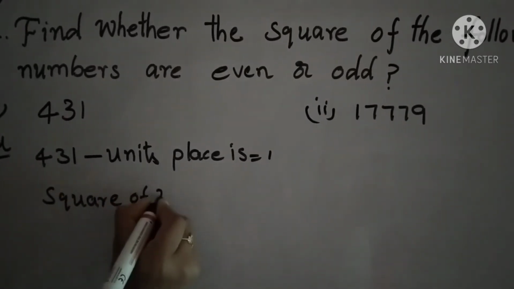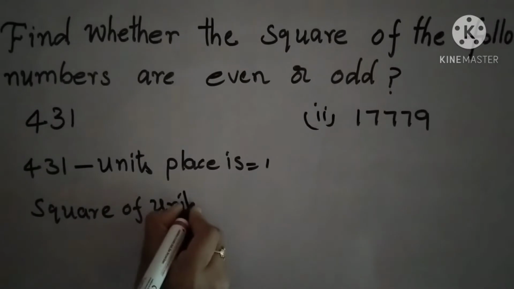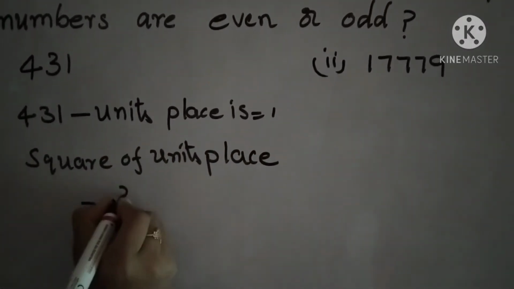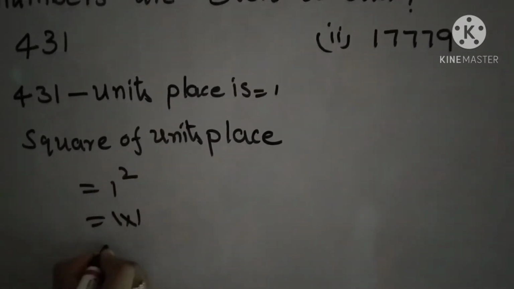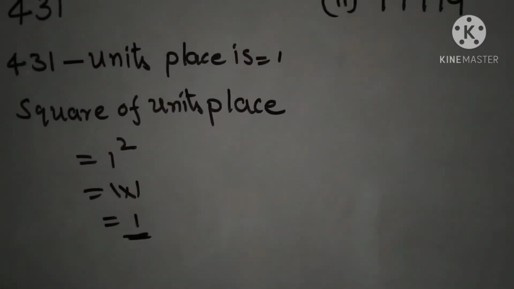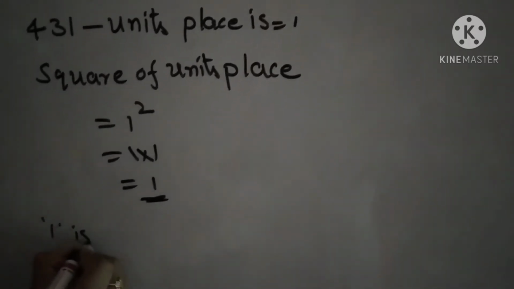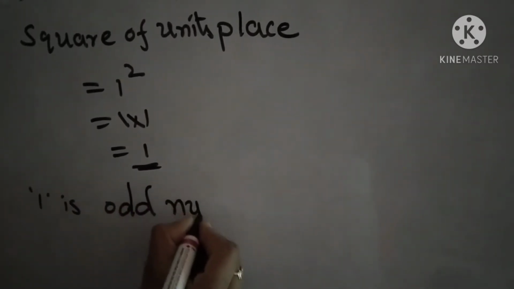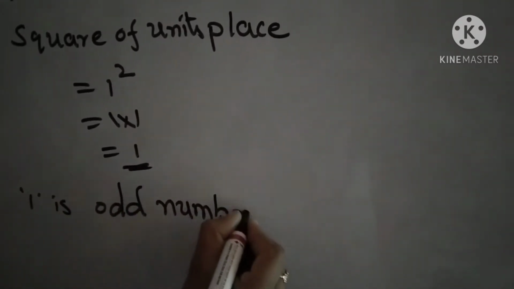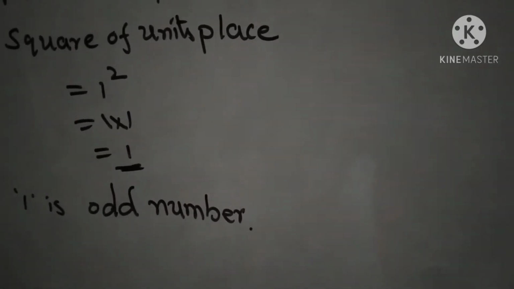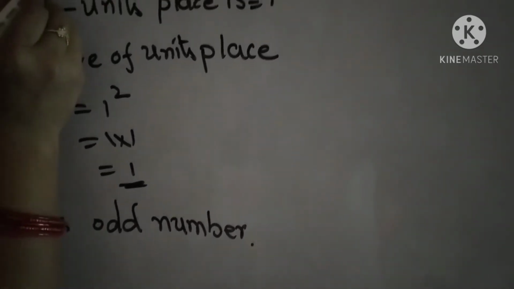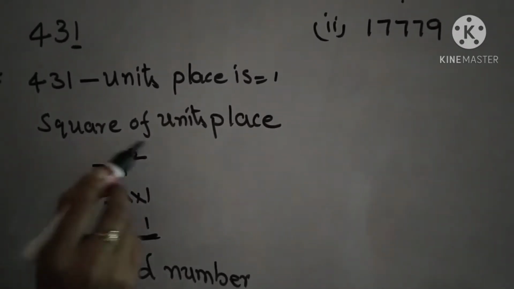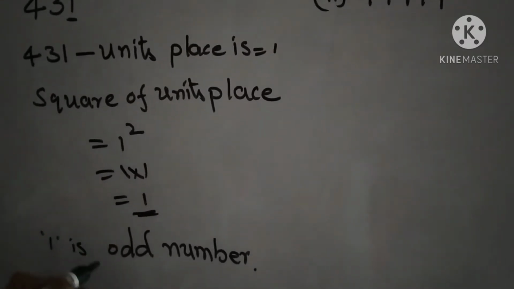So the square of the units place: 1 square, 1 into 1, 1 one is 1. Is 1 an even number or an odd number? So therefore 1 is an odd number. So the first problem is an odd number. Already observe that in the number the units place is 1, and 1 is an odd number. But by using the square of the units place, you must and should do the process.